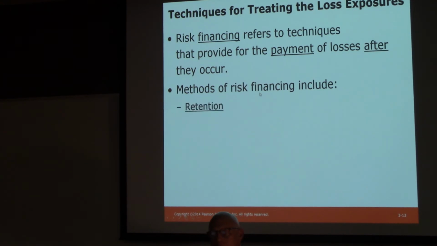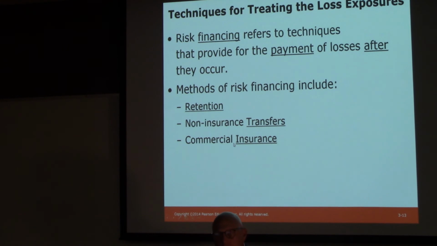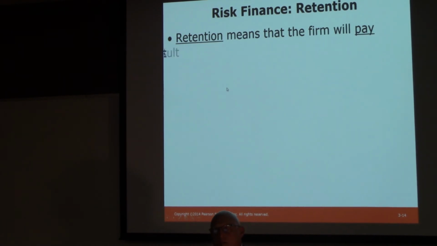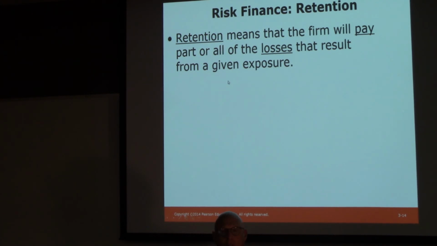Okay? And the methods of financing include retention. We've covered this in the previous chapter. Non-insurance transfers like warranties and contracts, service contracts, and commercial insurance. And this is for business. Okay? So with retention, that means that the firm will pay part or all of the losses that result from a given exposure. So a firm recognizes the exposure is there, has taken measures to reduce it, the number and the severity, and is willing to pay for any losses out of their pocket.